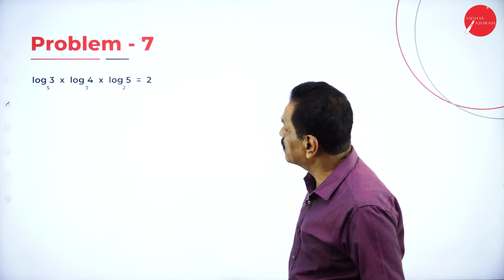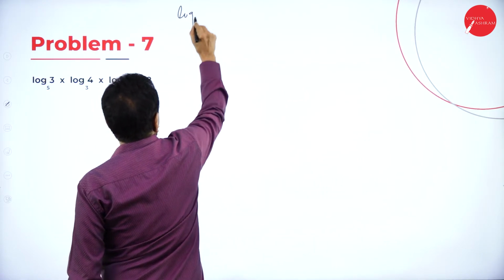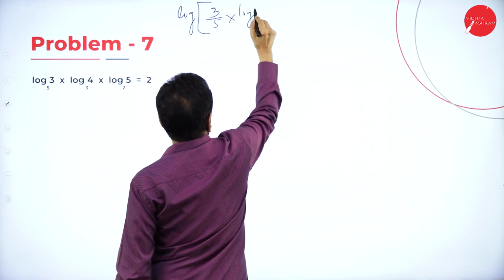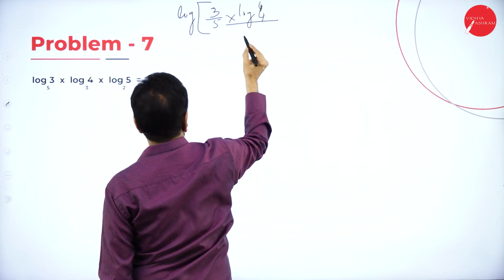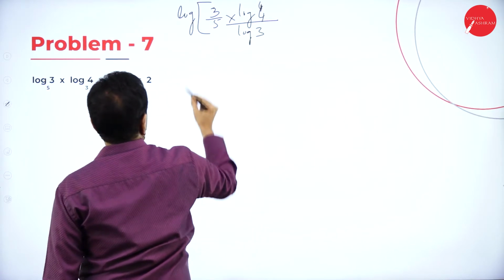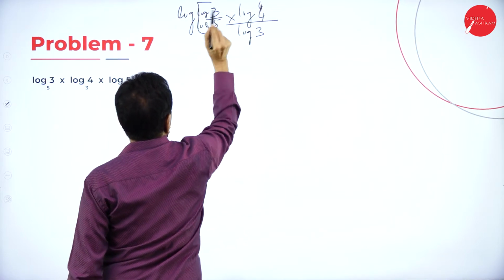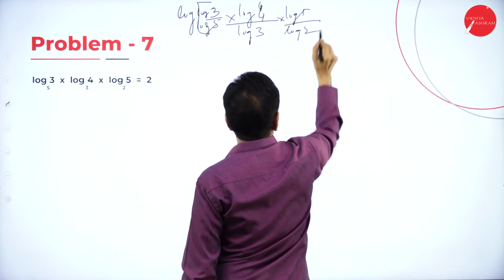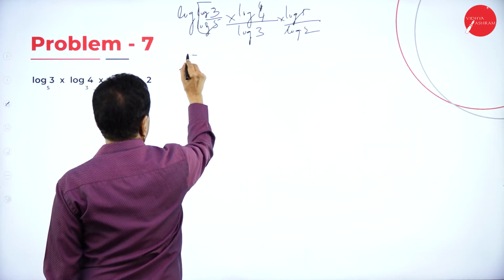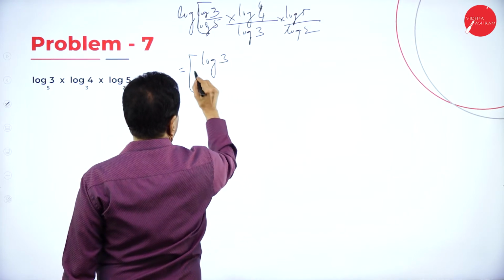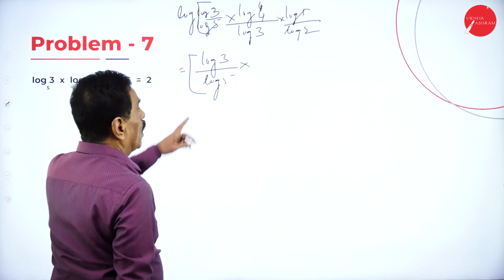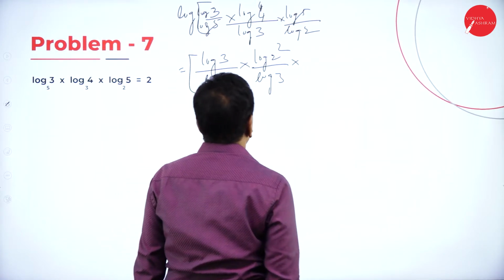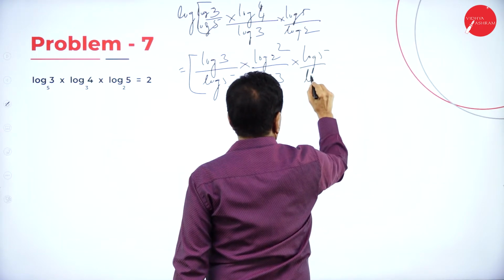7th one, log 3 to the base 5, log 3 divided by 5, into log 4 divided by log 3, then log 5 divided by log 2, or this can be written as log 3 divided by log 5, log 2 square divided by log 3, log 5 divided by log 2.